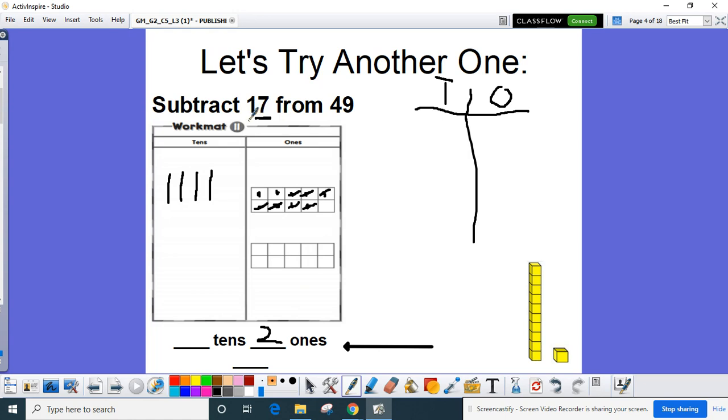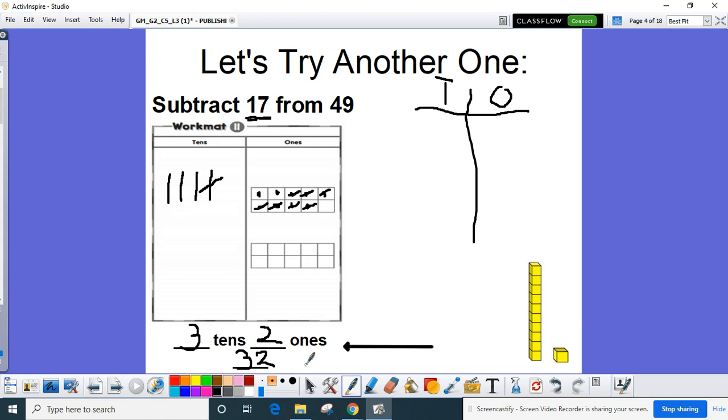Okay, so let's look back at our number. How many tens are in 17? 1 ten. So we need to take away or cross off 1 ten. Cross off 1 ten. Now, how many tens are left? Right, 3 tens. So blank tens, 3 tens. So 3 tens and 2 ones is what number? Right, 32. So when you subtract 17 from 49, it equals 32.